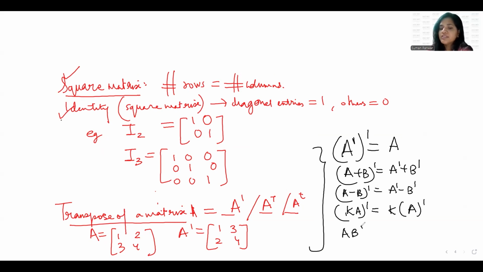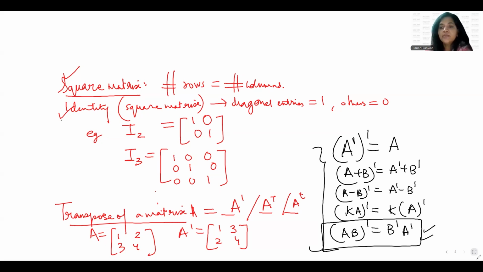Now, AB transpose, this is very different. This is equal to B transpose, A transpose. The order reverses. Please remember this. Please do not write AB transpose is equal to A transpose, B transpose. That is not true. This is true. So these are properties of transpose of a matrix.